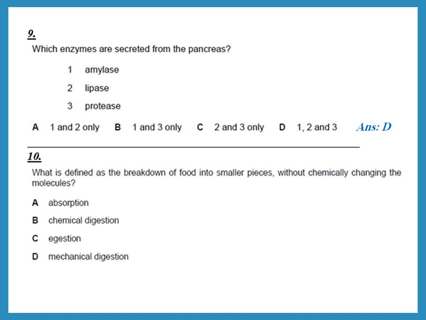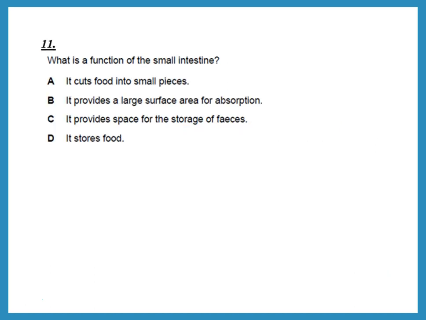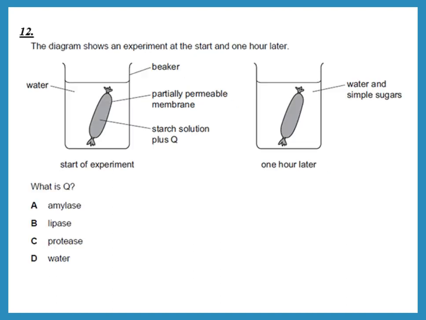What is defined as breakdown of food into smaller pieces without chemically changing the molecule? When we break down food from larger pieces into smaller pieces, that is called mechanical digestion. What is a function of the small intestine? Remember, what does the small intestine do? The small intestine, it doesn't cut food. It provides a large surface area for absorption. We said the small intestine, this is where we have absorption of the food into the surrounding blood capillaries.